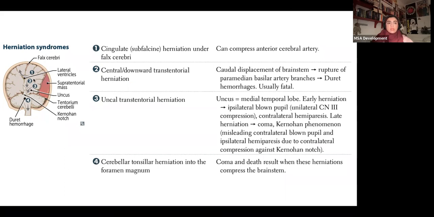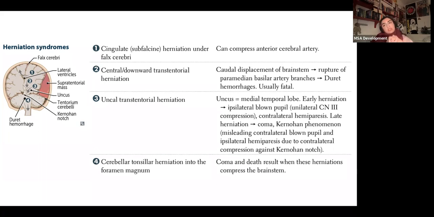So 1, 2, 3, 4. Let's see each of these, basically what happens when there are 4 types of herniation that are talked about over here. So number 1 is subfalcine. We know this is the falx cerebri, so subfalcine, under the falx, subfalcine herniation. This is when we have the herniation under the falx cerebri and it can move to one side, and it's compression basically medially. And therefore, this can compress what runs medially, which is the anterior cerebral artery.